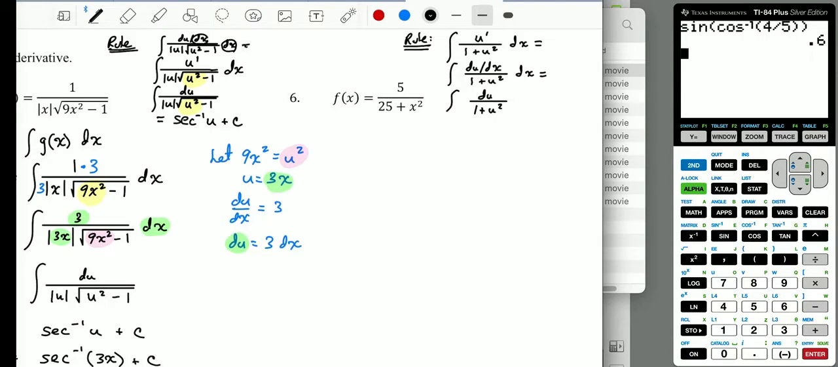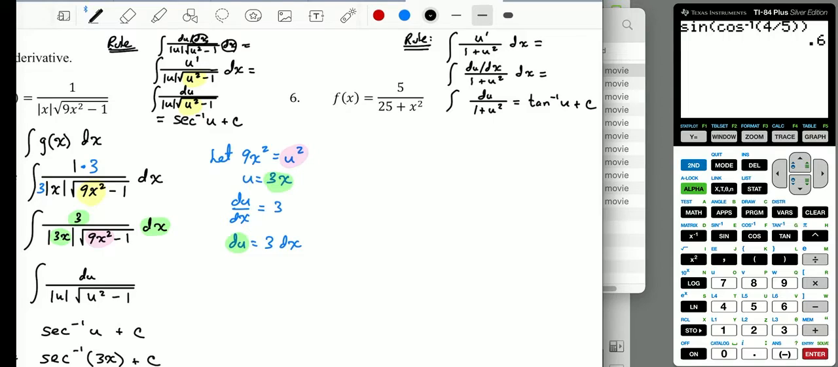All right, either way, I'll put some equal signs in here so it looks at least somewhat correct. Inverse tangent of u plus c. All right, so this is what we're trying to make it fit to.